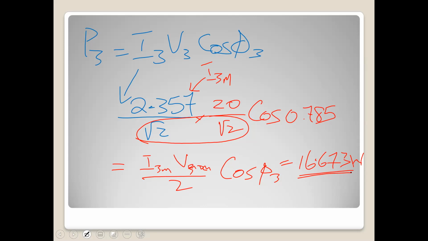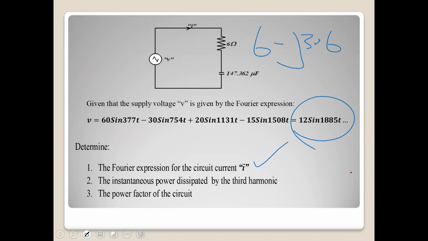So that's the instantaneous power for the 3rd harmonic. And then finally, we are asked for the power factor of the circuit. So we want cos phi. How do we go about finding cos phi? What do we need to calculate? What's the formula for cos phi? Sir, you divide the power by VI.